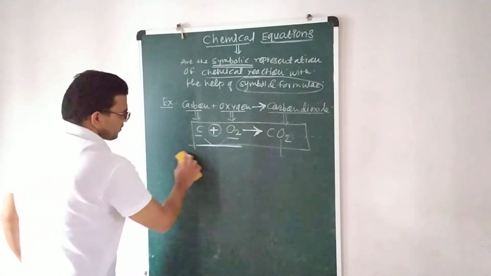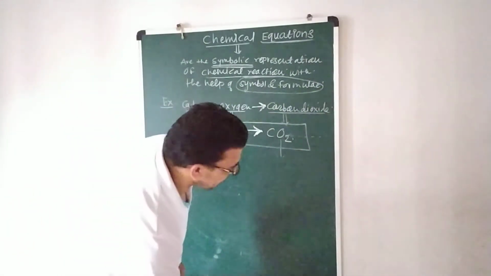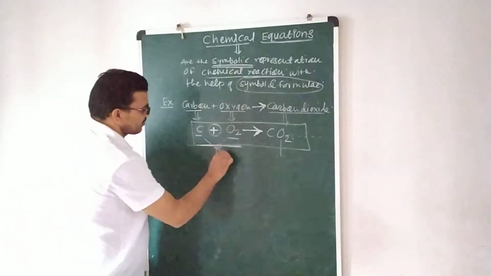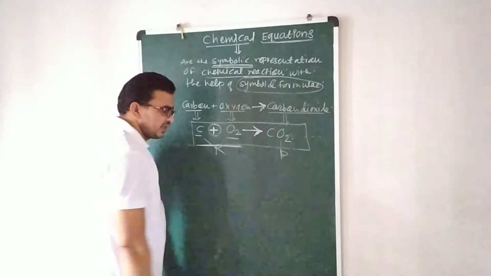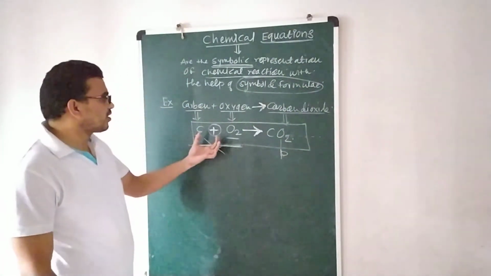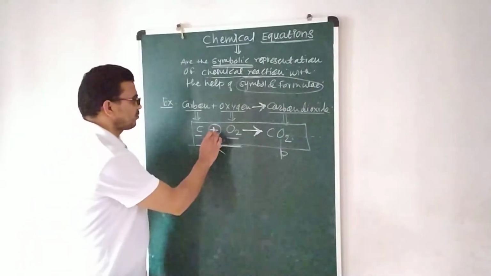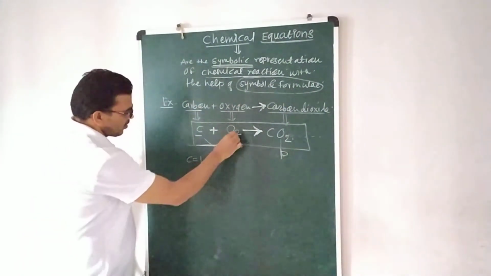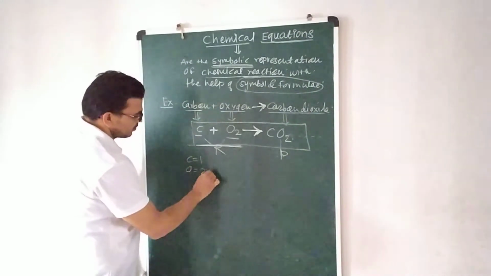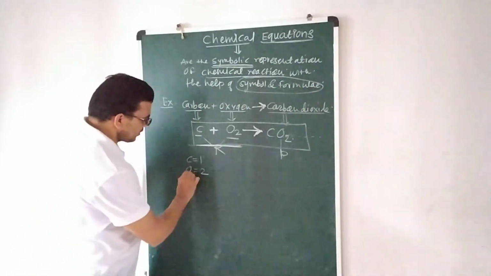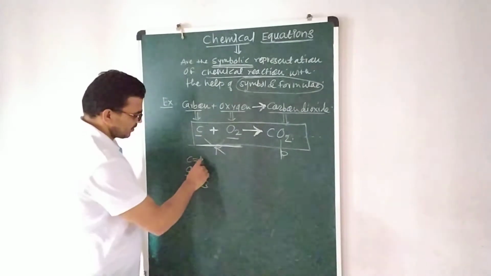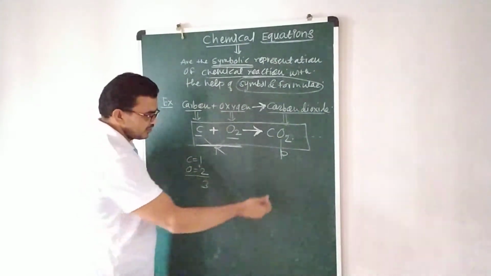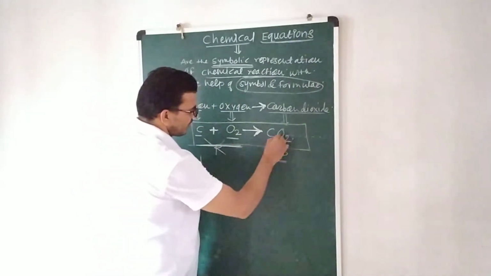Now in this equation, this is the reactant part, this is the reactant part, and this is the product part. If you calculate the number of atoms on the reactant side and the product side, just count. Carbon is 1, oxygen is 2, correct? So the total is 3, 1 plus 2. Now on the product side also you have to calculate.